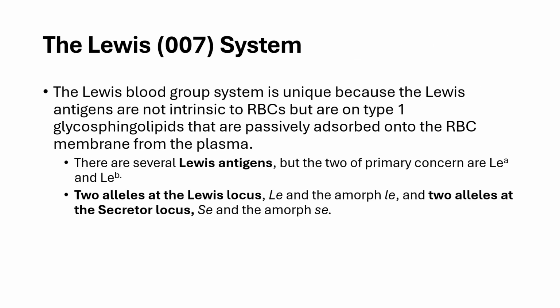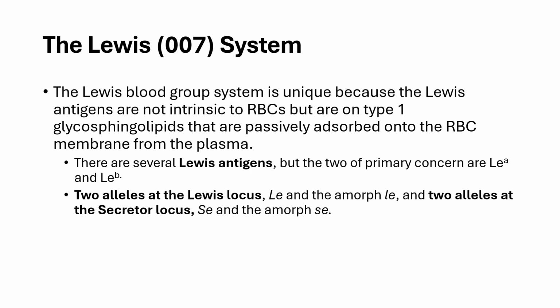The Lewis blood group system. So Lewis antigens are not intrinsic to red blood cells, but they are present on type 1 glycosphingolipids that are passively absorbed into or onto the red blood cell membrane from plasma. The main antigens are Lewis A and Lewis B. And then we have genetics.